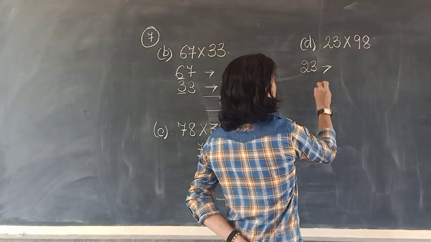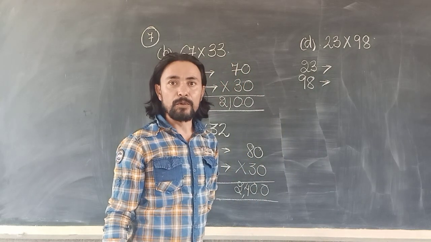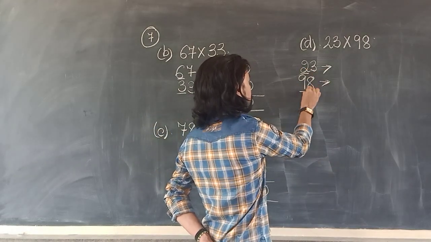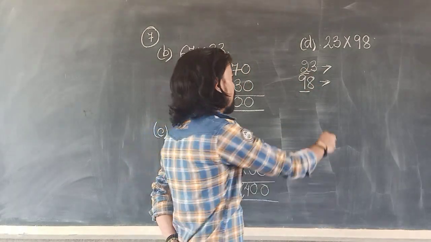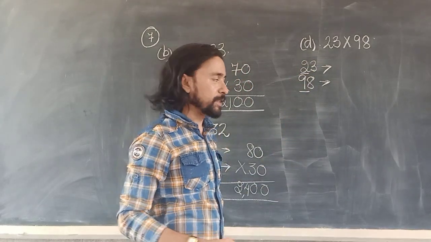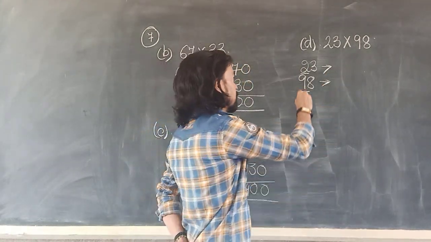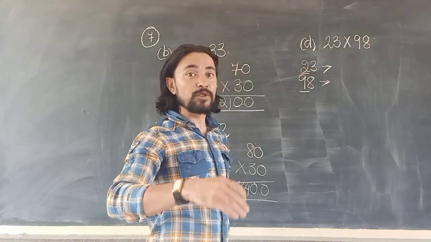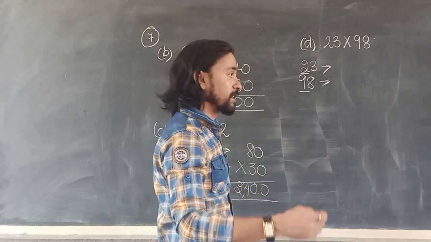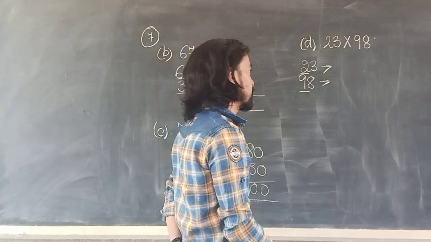23 arrow, 98 arrow. I am rounding off to the nearest tens. So I underline my tens period or place value. After underlining the place value, I look at the number at the side of that place value. The number that I have underlined doesn't make a difference. To round that digit off, I have to look at the digit to the right hand side. That is why I underline it, so that I know which side I have to look.